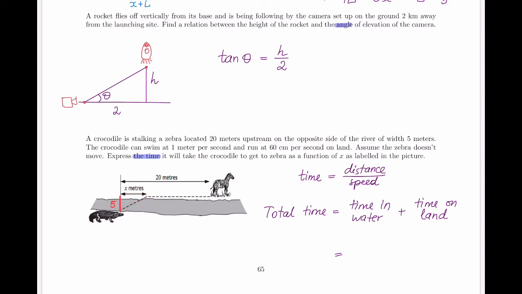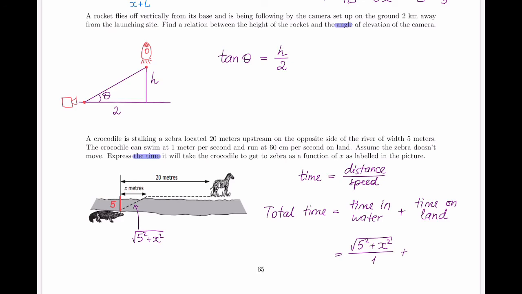So the length of this side is the length of the hypotenuse, which will be the positive square root of 5 squared plus x squared. Okay, so this is the distance that the crocodile has to then swim in water. And to get to time in water, we have to then divide by the speed in water, which is given to us as 1 meter per second.